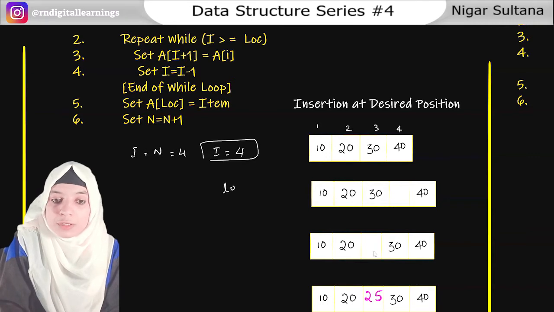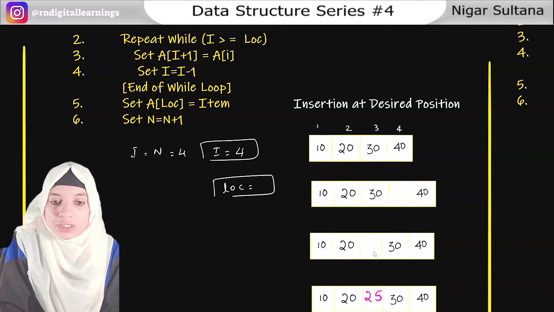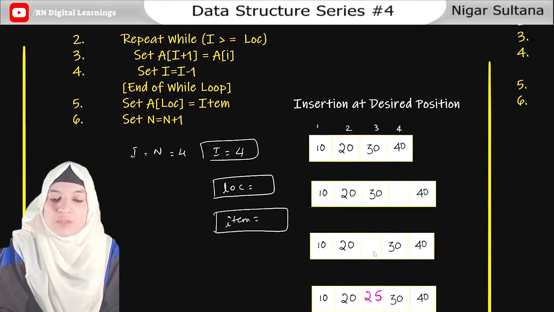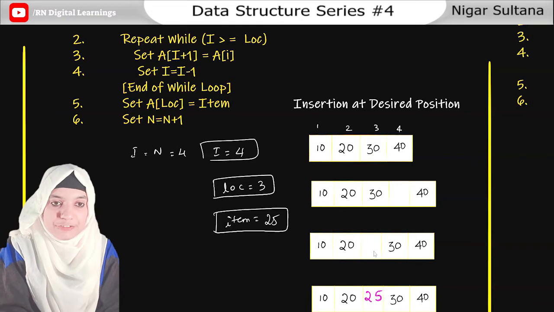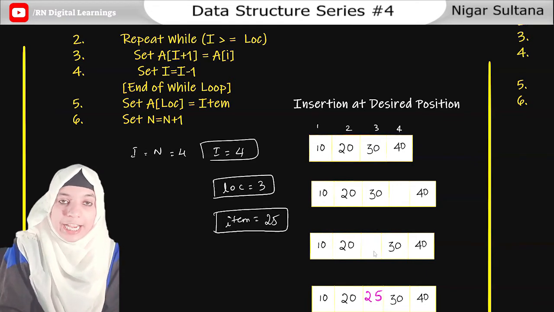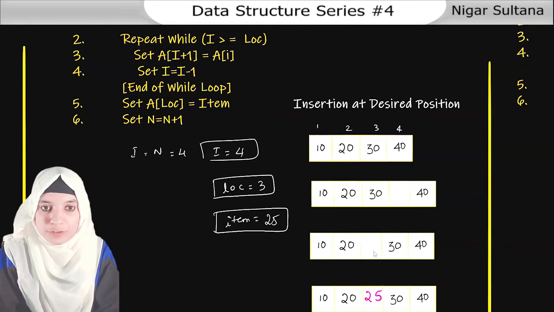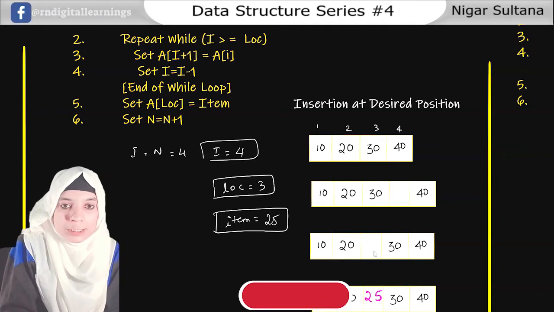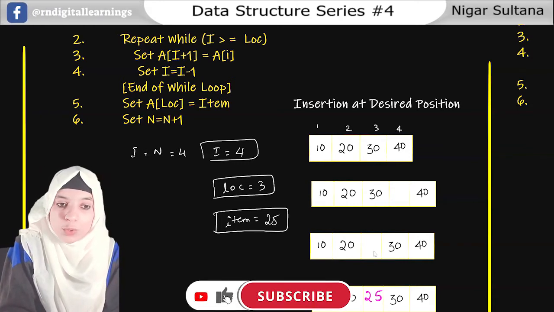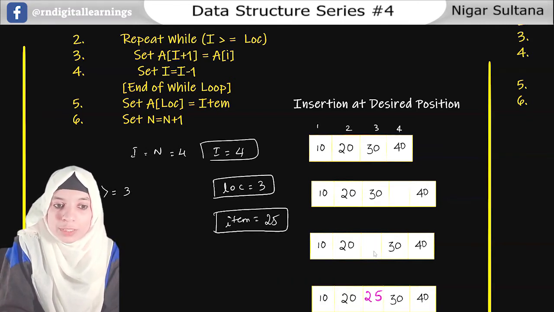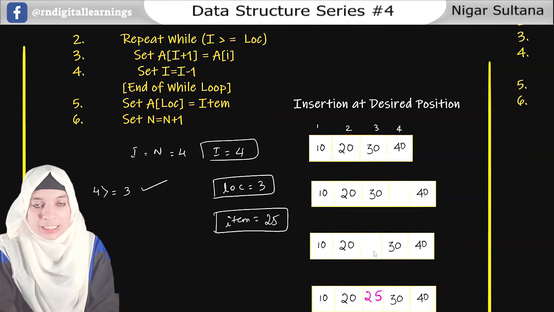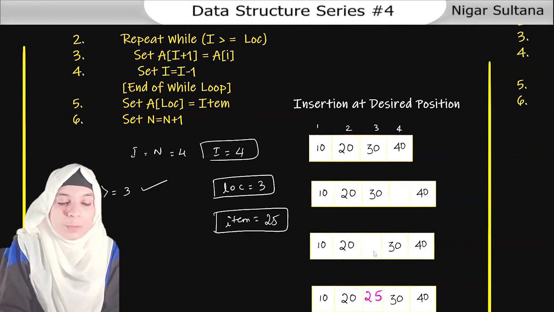Before that, we need to give the value of the location and the item value. Location and item both are variables. Now I have told you the location must be 3. Item can be 25. Now let's see, our step 2 says that I need to check the condition before entering into the while loop. The while loop states that I must be greater than or equal to location. What is the I value? Is 4 greater than or equal to 3? Yes, it is true.